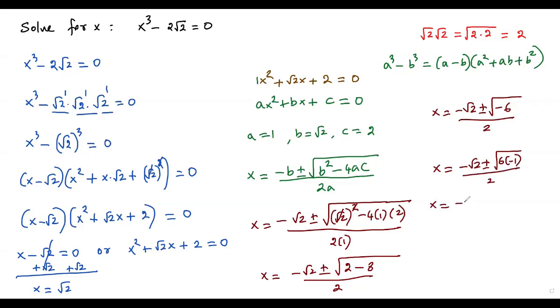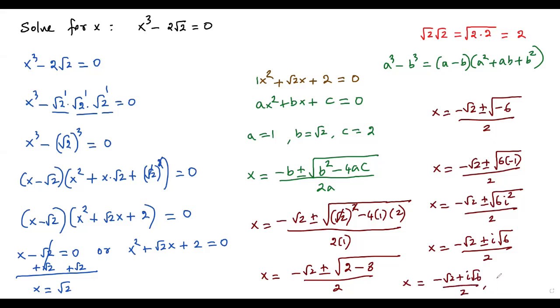So I get x equals negative square root of 2, plus or minus the square root of 6 times negative 1, over 2. For this negative 1, we can write i squared. So x equals negative square root of 2, plus or minus, and this i squared will come out of the square root as i, and still we have 6 inside the square root, over 2. So we can split up this solution into 2 parts, because here we have plus or minus. One time we write the positive sign, other time we write the negative sign. So I'm getting x equals negative square root of 2, plus i times square root of 6, over 2. This is one of the complex solutions. The other solution is negative square root of 2, minus i times square root of 6, over 2.